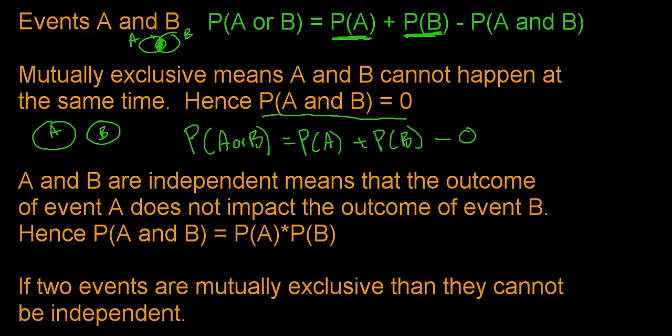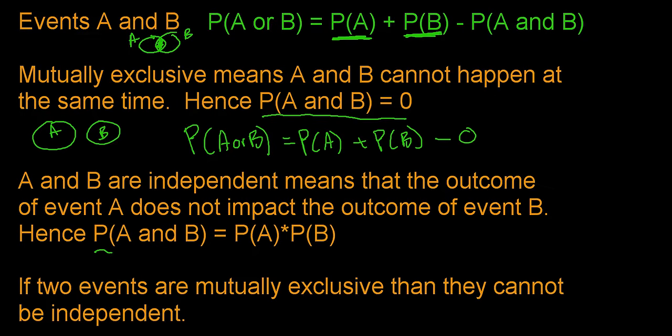Now, the next topic is A and B are independent events. If A and B are independent events, this means that the outcome of A does not impact the outcome of B. Now, if that is true, and only if that is true, that means that the probability of A and B is simply A times B.